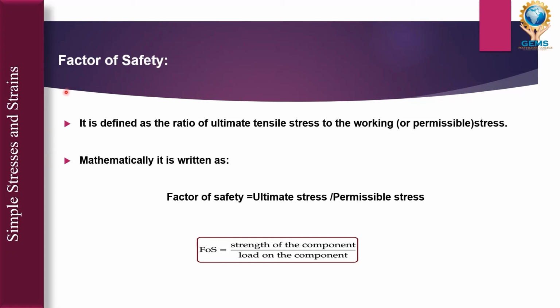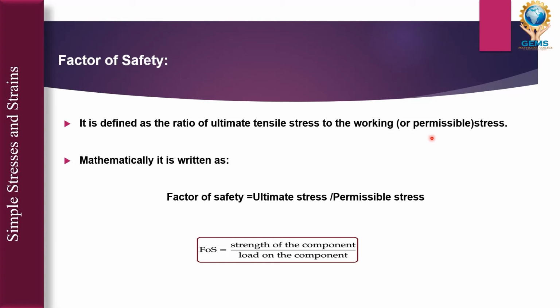What is factor of safety? It is defined as the ratio of ultimate tensile stress to the working stress, and working stress is also known as permissible stress. Understand? Working stress is also known as permissible stress. So don't get confused.